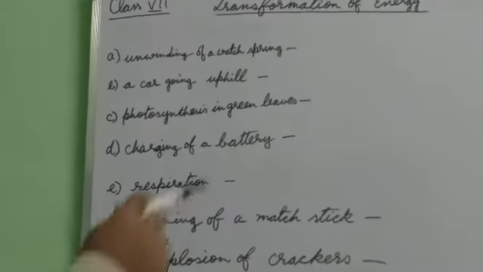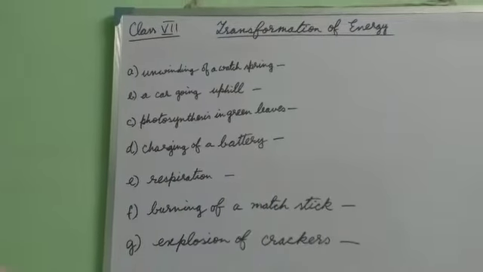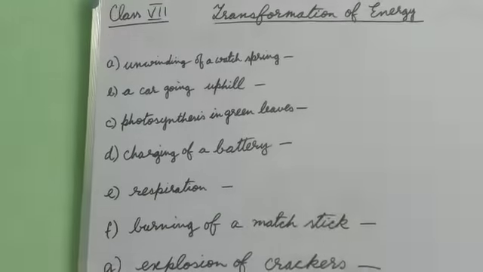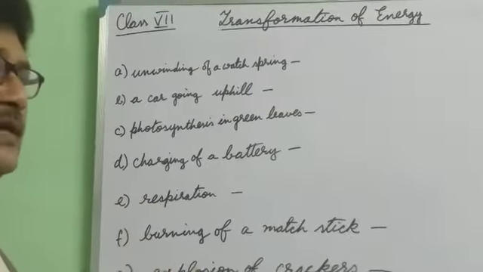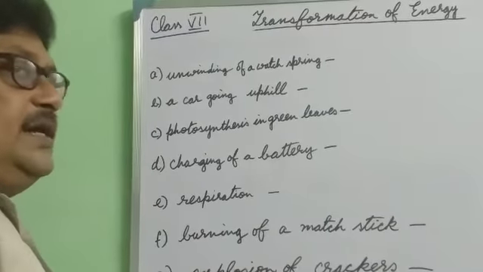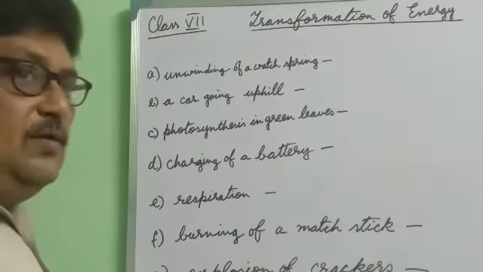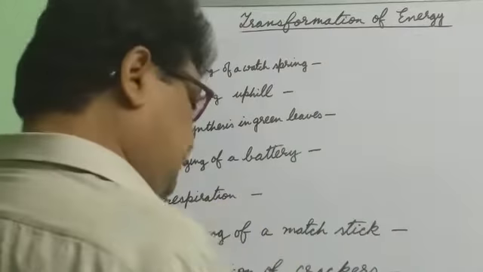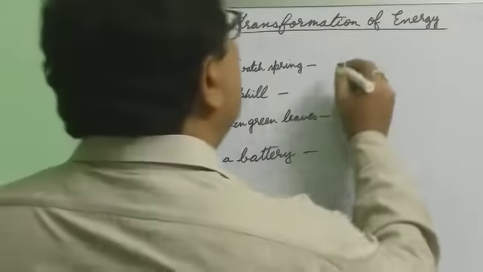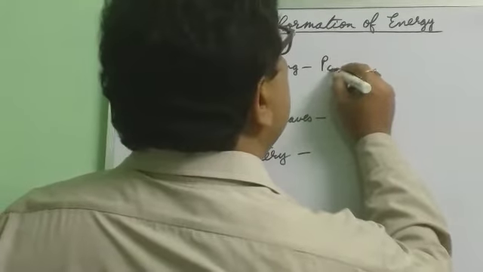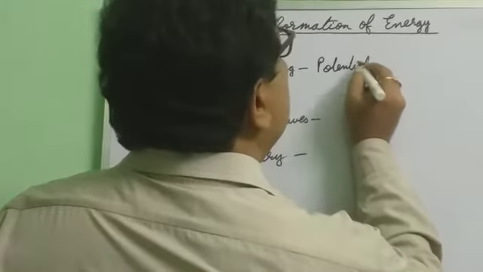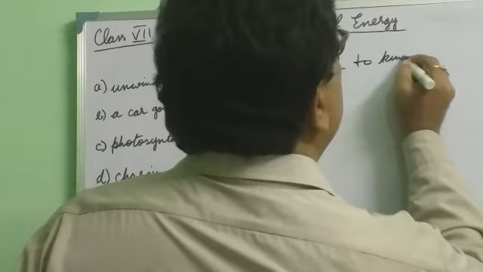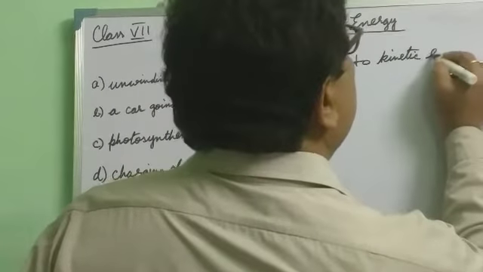Suppose now all of you look at the board. Part A, unwinding of a watch spring. So the spring is coiled, so it has potential energy. It will make the watch run. So potential energy will be converted to kinetic energy. First case, potential energy to kinetic energy.